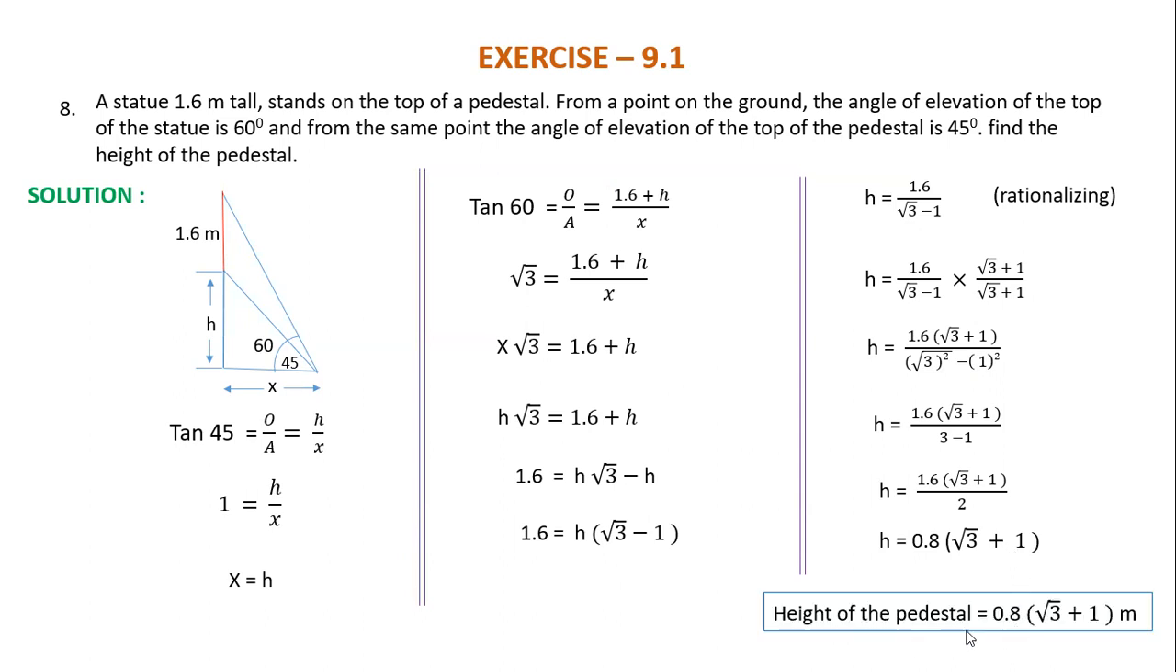So the height of the pedestal is 0.8 into root 3 plus 1 meters. This is the height of the pedestal. So this much from here to here, this height, which is the pedestal, is only 0.8 into root 3 plus 1. And the statue is 1.6 meters.